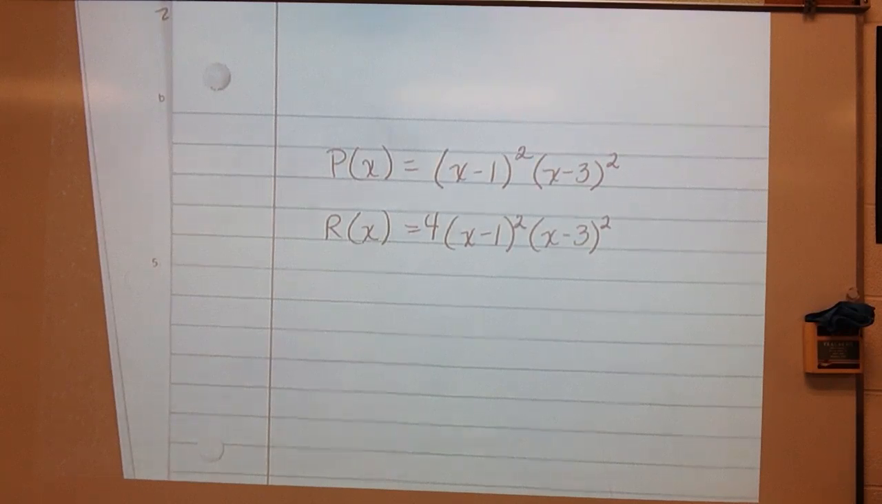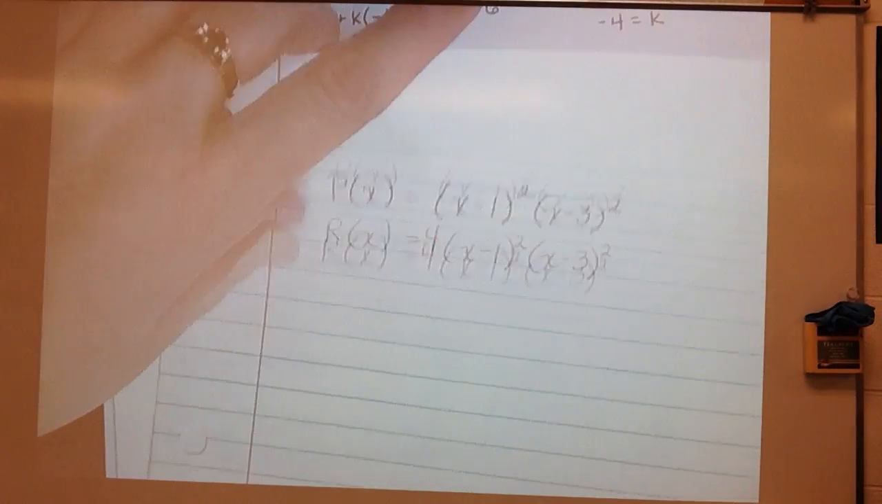If we know the zeros of a polynomial, does the factor theorem tell us the exact formula of the polynomial? No. But if we know the degree of the polynomial and the leading coefficient, we can often deduce the equation of the polynomial. In other words, we can figure that out.